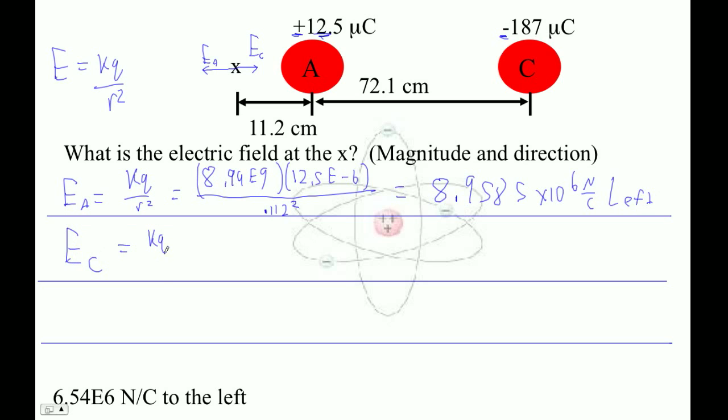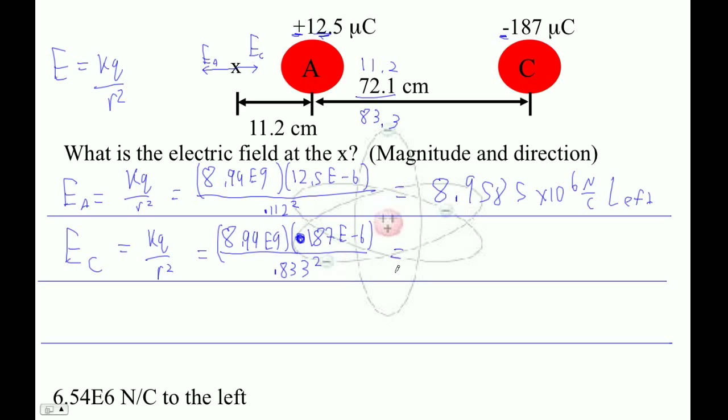That's going to be KQ over R squared. So it's 8.99 E9 over 187 E minus 6. I tend not to put the minus sign in there, so I'm just going to smudge that out. We'll figure out the direction. Then this distance here is 11.2, so let's add that up: 3 and 3 and 8.833. Make sure I did that right. That'd be sad to get it wrong. Okay, we're on YouTube.